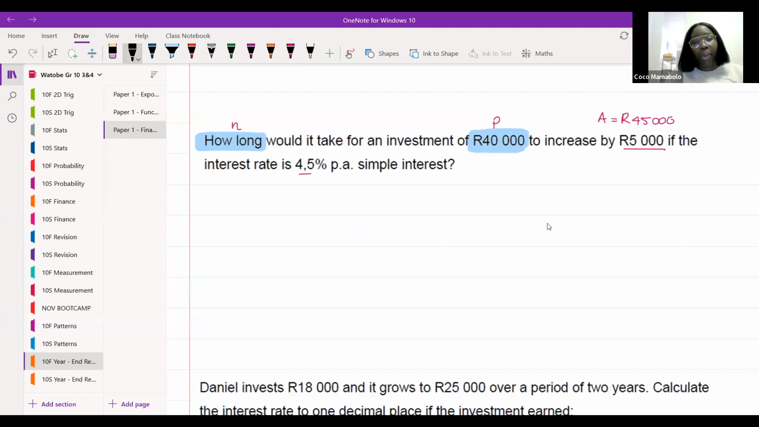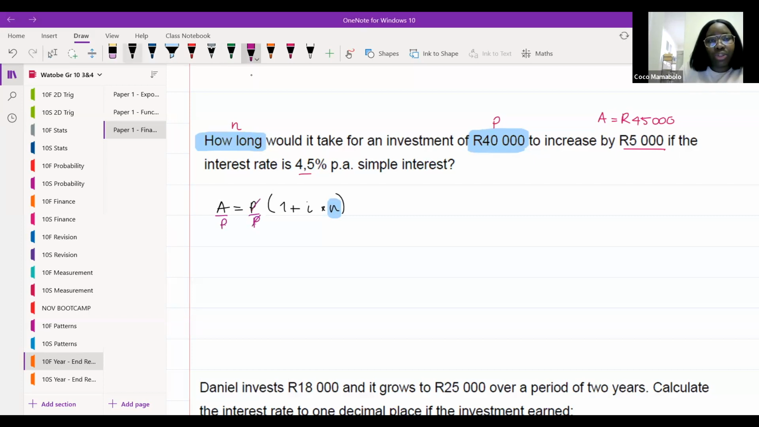Now, we've got all the components we need, but we need to reconfigure our equation to make sure that N is the subject of the formula. So we can say A is equal to P, open brackets, 1 plus I multiplied by N. I want N on its own. What do we get rid of first? Good. We're going to divide both sides by P.